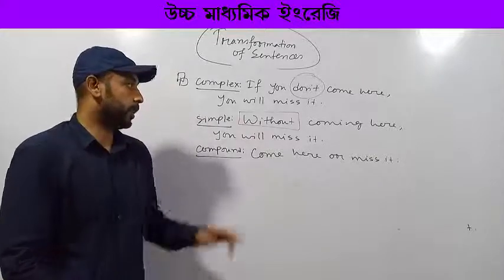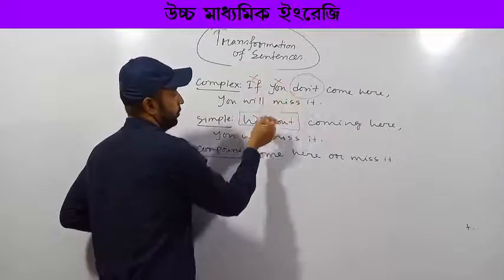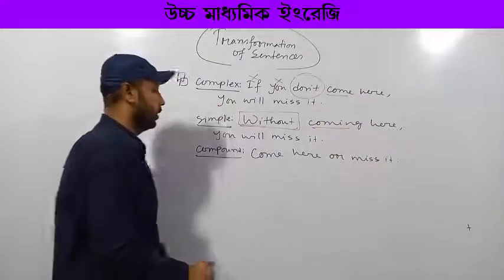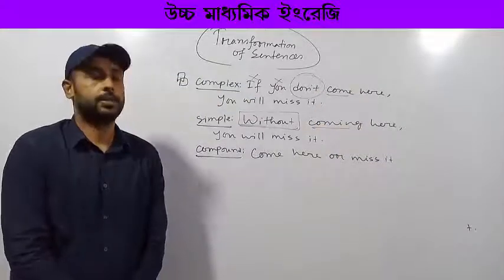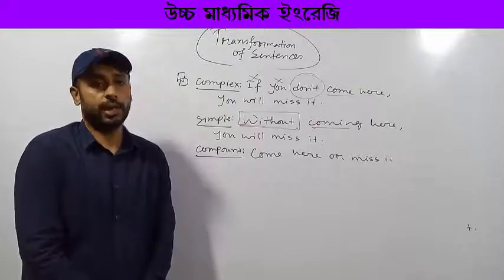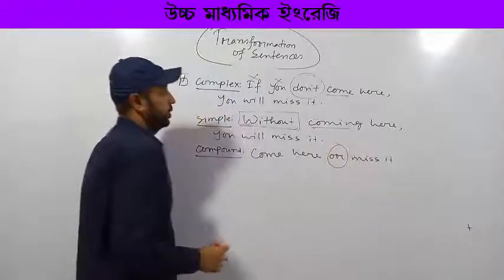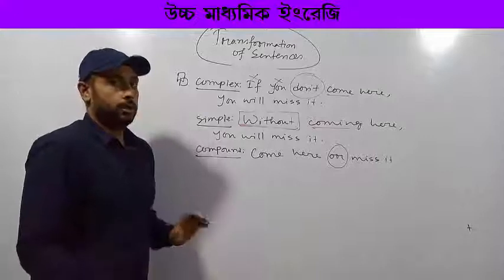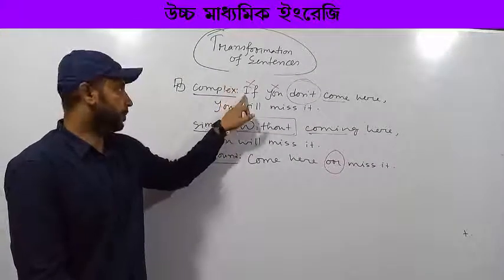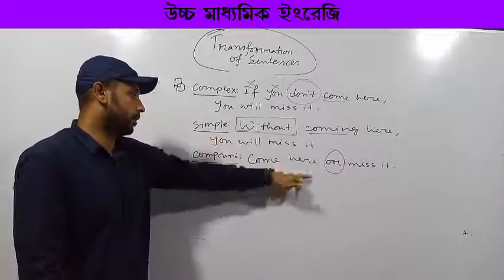To make it simple, we have to vanish if and the subject, then we have to use without, then the main verb plus ing. Without coming here, you will miss it. This is the simple sentence. And in terms of compound sentence, you have to use not and, not but, but you have to use or here. So don't forget this condition. So in terms of if, there should be without in simple and or in compound.